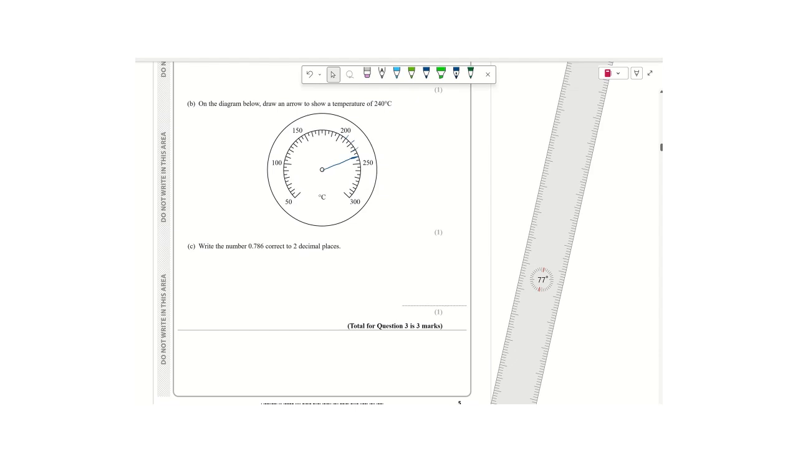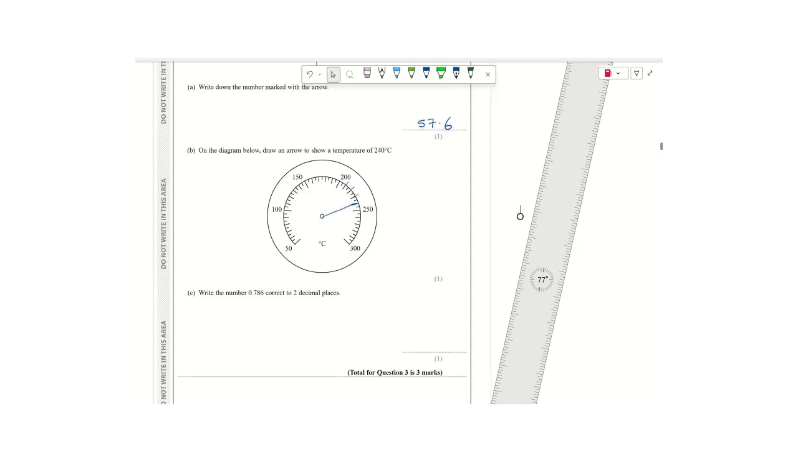And then part C, write the number 0.786 correct to 2 decimal places. So 0.786, if we're going for 2 decimal places, we're chopping it off there. Because that 6 is bigger than 5, it means it's going to round us up. So we will get 0.79.